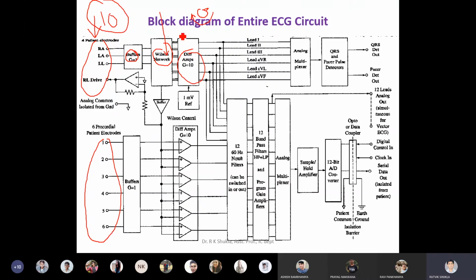It is not needed. Here, look at the output that comes from the differential amplifier. From that they have created a network which gives the lead 1 output, lead 2 output, lead 3 output, lead AVR, lead AVL, and lead AVF. All the 6 channels, 6 limb leads. These are the 6 limb leads. 3 bipolar, 3 unipolar. Yeah, these 3 are bipolar and these 3 are unipolar. So these six limb leads come directly from here. Means they have interconnected.